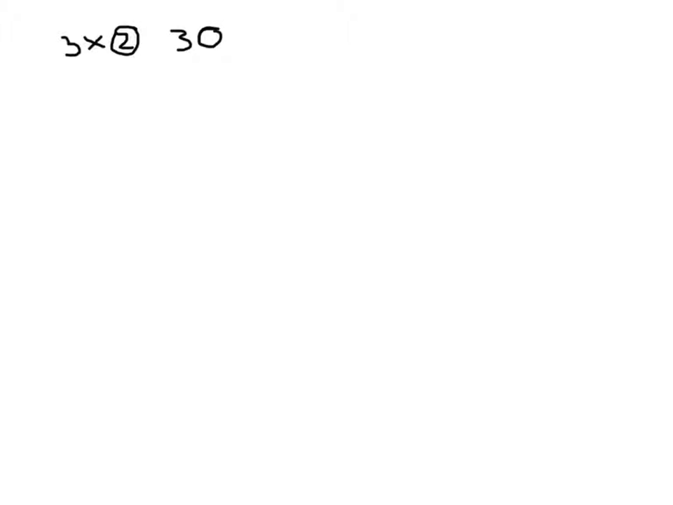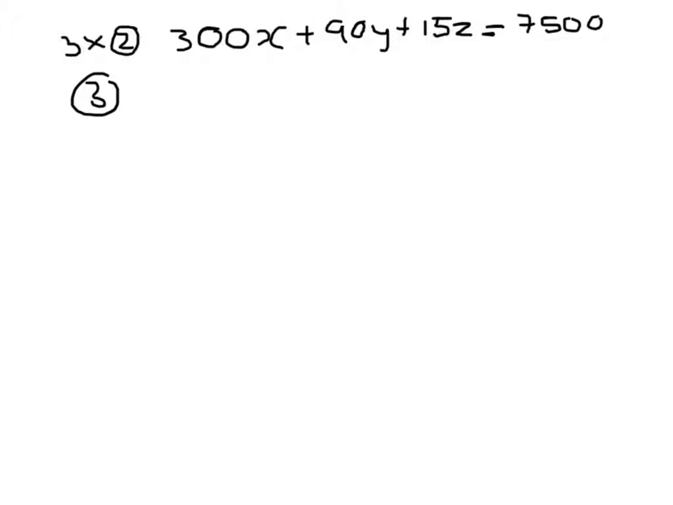This time I'm going to do 3 times equation 2. So that gives me 300x, 90y, 15z, and that has to equal 7500. And from that I'm going to subtract equation 3: 80x, 40y, 15z equals 2600.